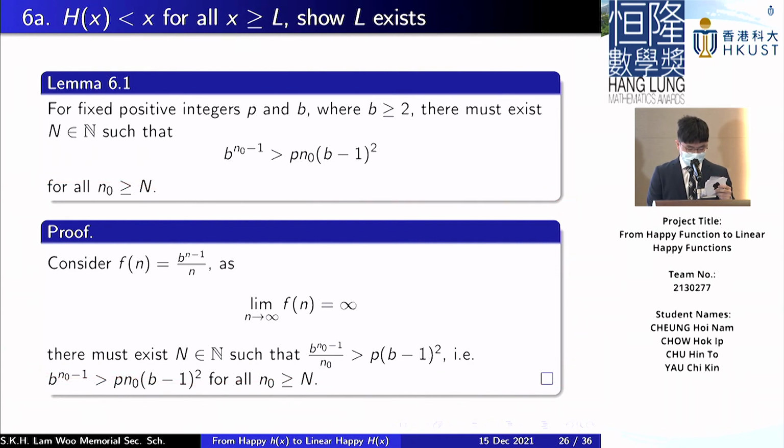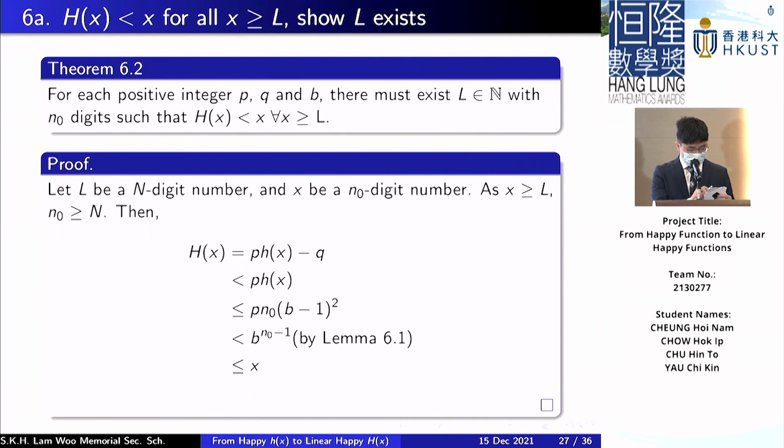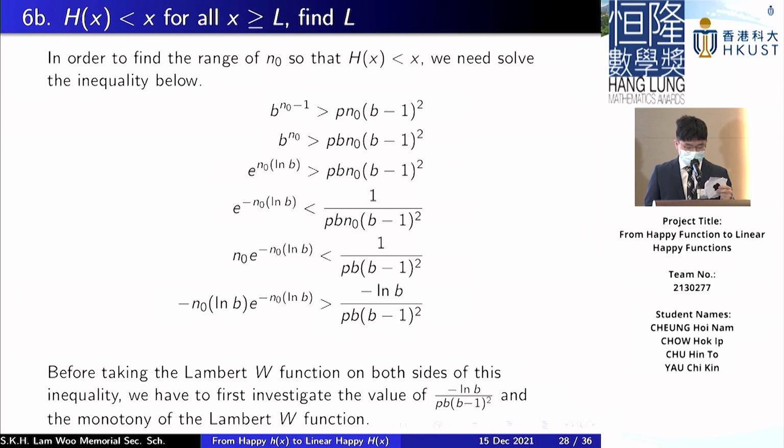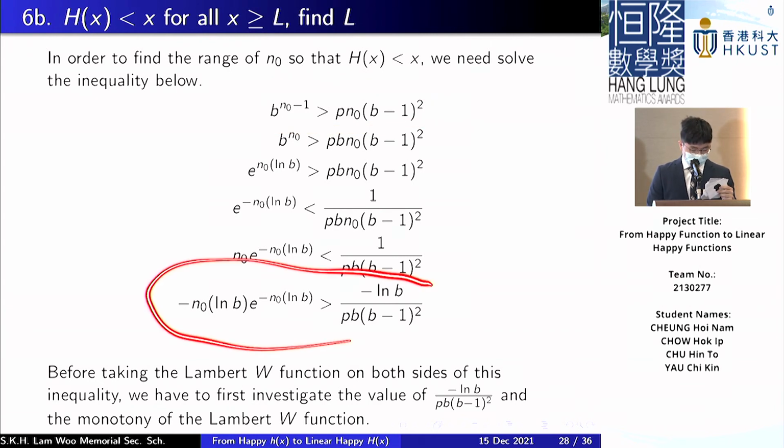By proving this inequality here, we can show that big Hx is smaller than x when x is greater than a given n-digit number L. Then we want to find the value of L. To find L, we need to solve this inequality here for n naught. And after rearranging, it will be useful if we can consider the Lambert W function.